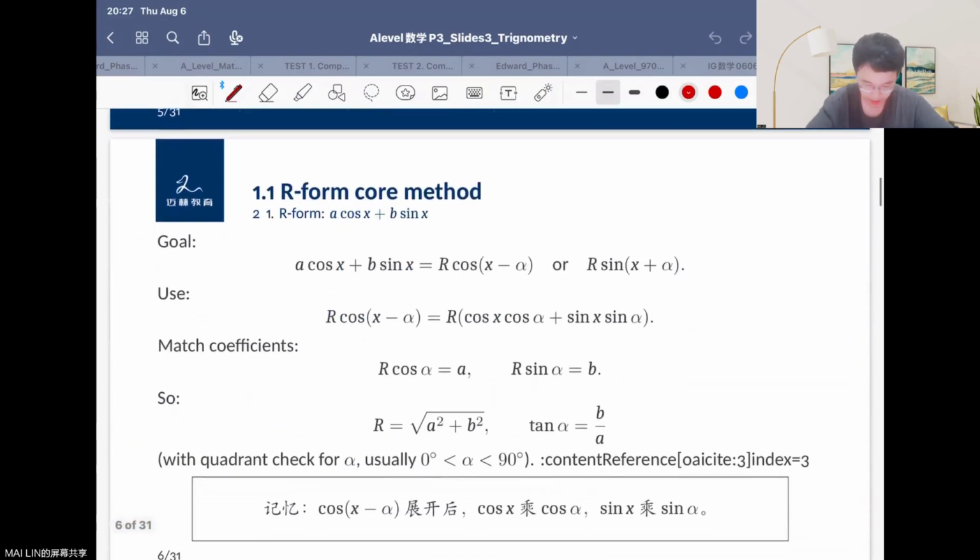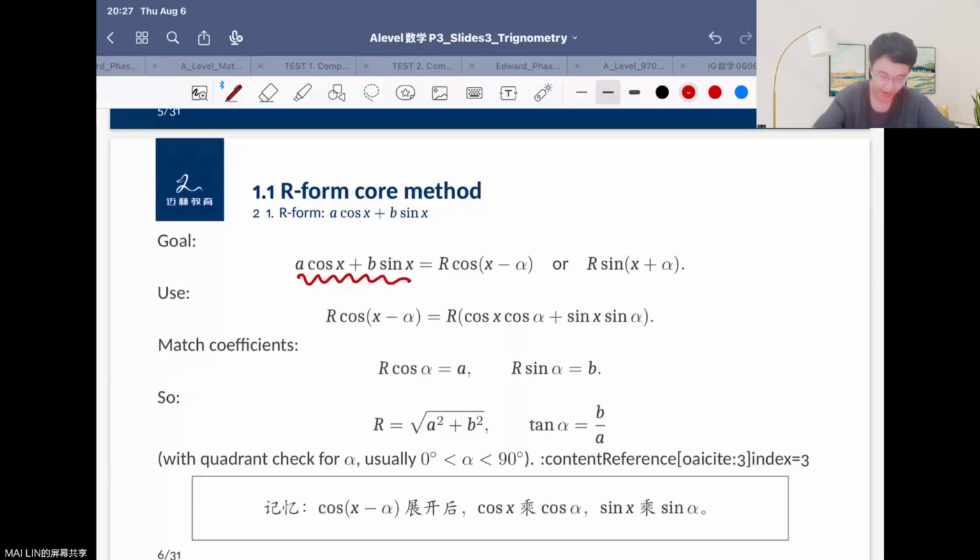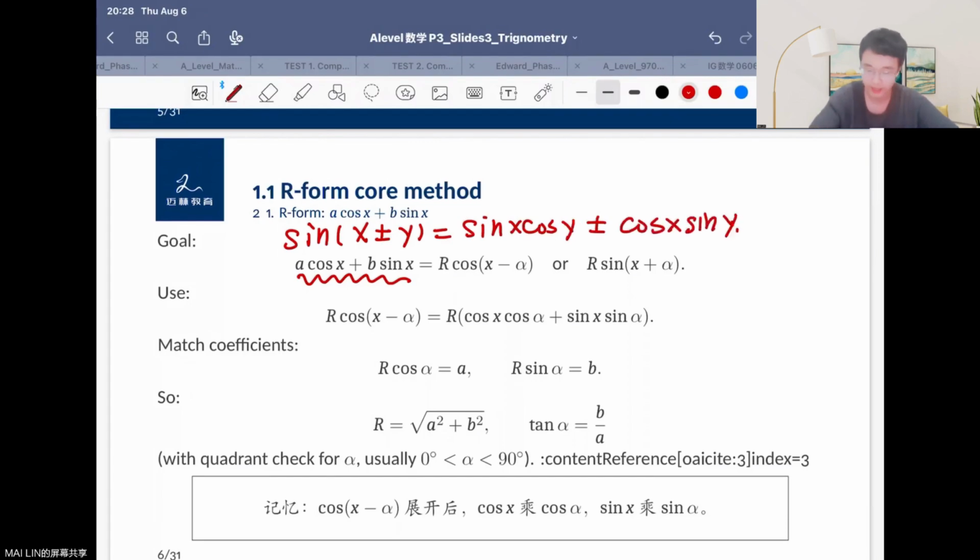Here we can set up A cosine x plus B sine x. For this part, we first rethink the trigonometry we learned in P1. In pure math one, we learned the rule for sine of x minus y, which expands to sine x cosine y plus negative cosine x sine y. Also we have the cosine rule: cosine of x plus or minus y is cosine x cosine y minus or plus sine x sine y.